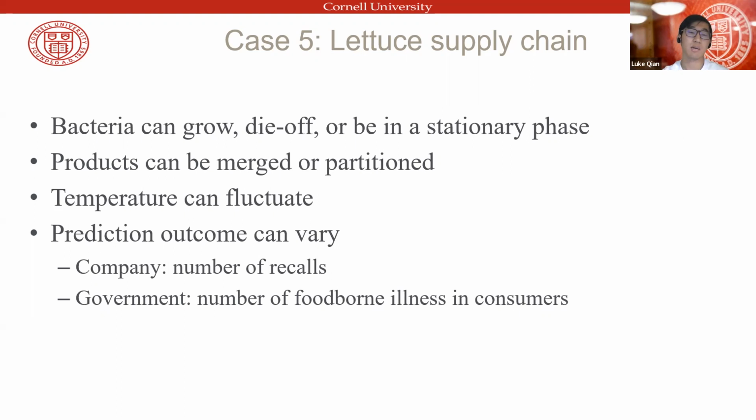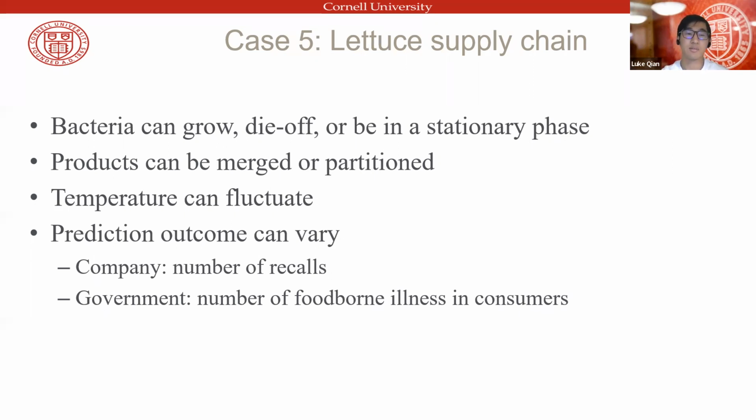Also, our prediction outcome can vary a lot. Here, we only care about the spoilage time for our products, but this can vary. The most common way to use quantitative microbial risk assessment is to model the final risk, which is the likelihood of getting a foodborne infection.